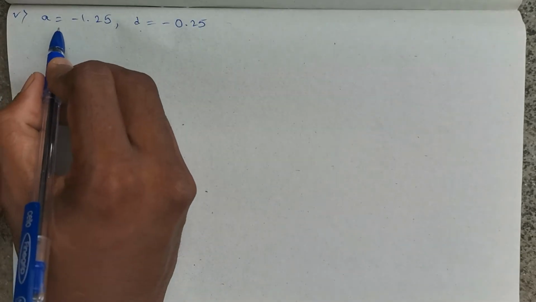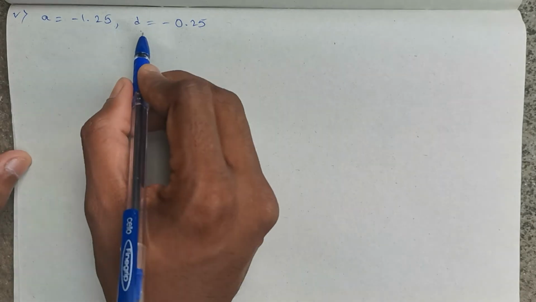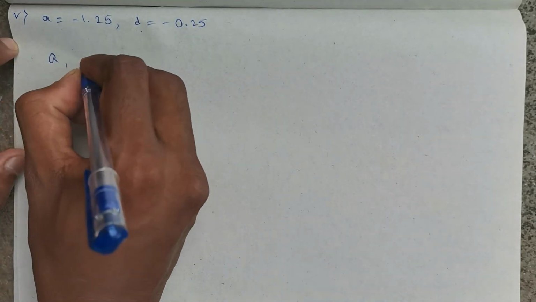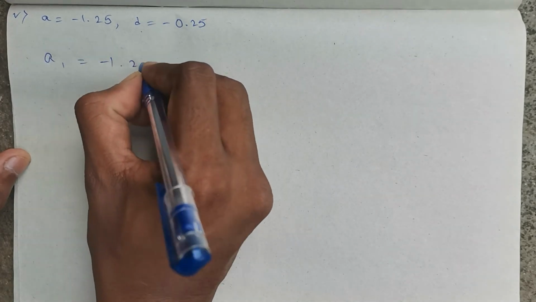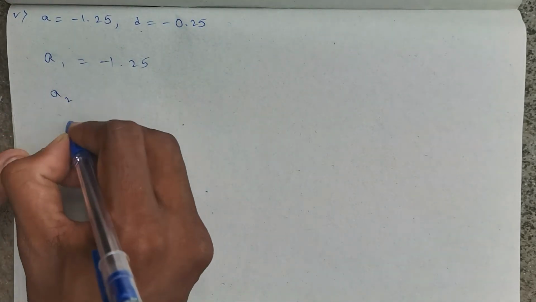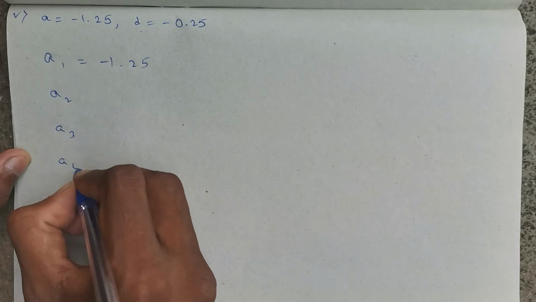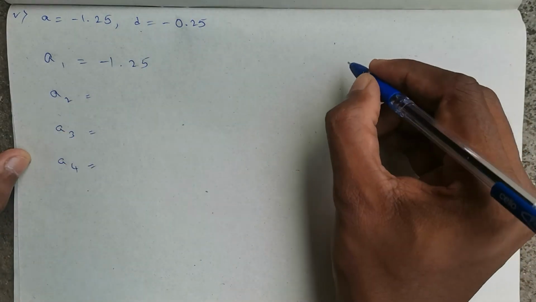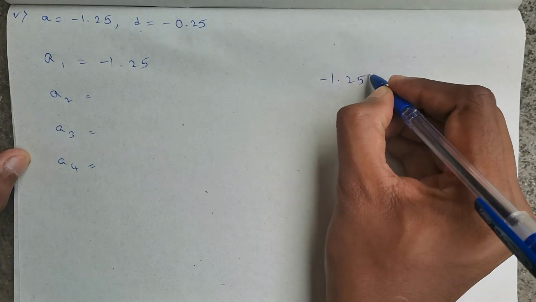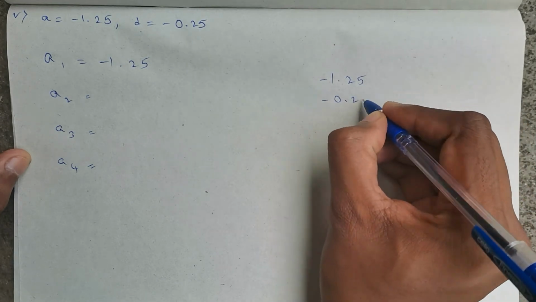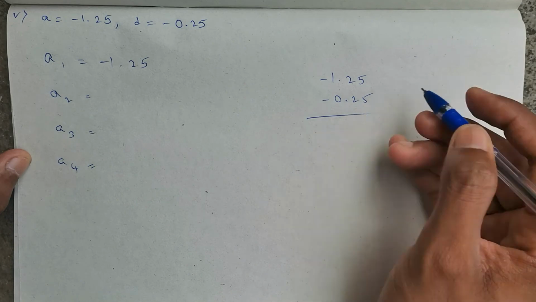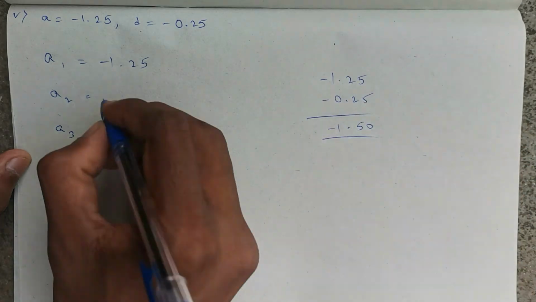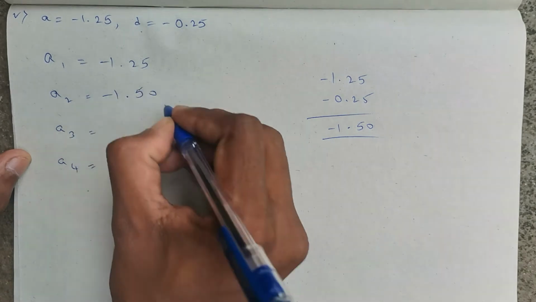Next question is a is equals to minus 1.25 and d is equals to minus 0.25. So a is nothing but a1. So a1 is equals to minus 1.25 and we need to find out a2, a3, a4. So here for a1 we need to add this common difference. So minus 1.25 minus 0.25. Here 0.25 will become 0.50, minus 1 minus 0 will become minus 1. So this is minus 1.50.